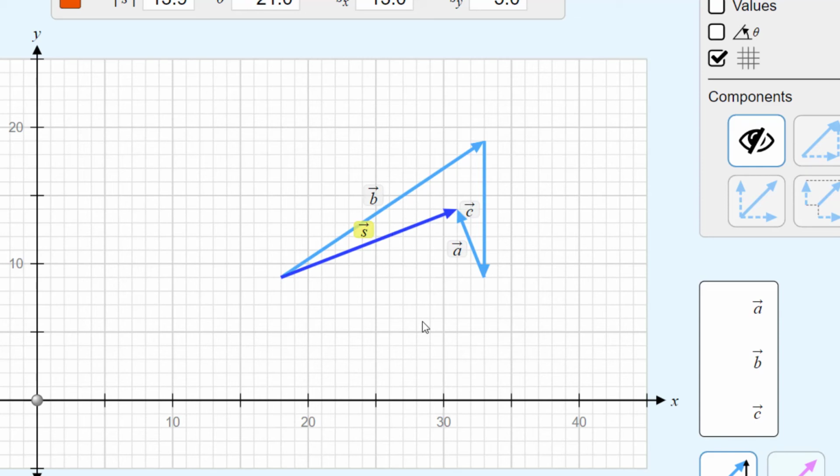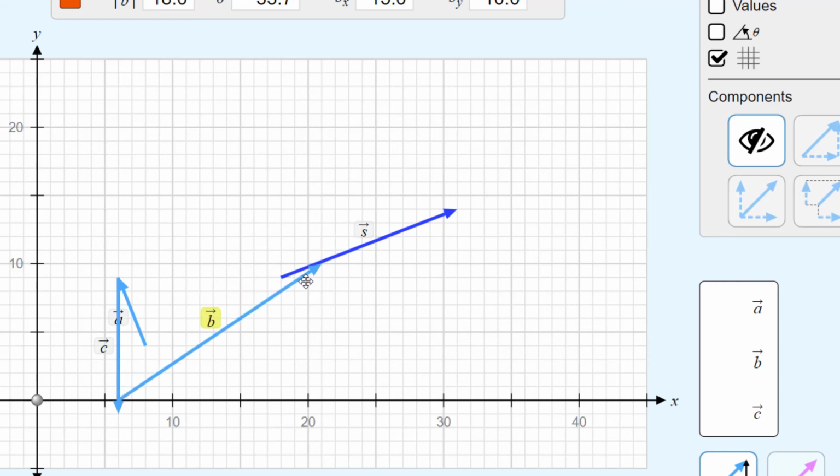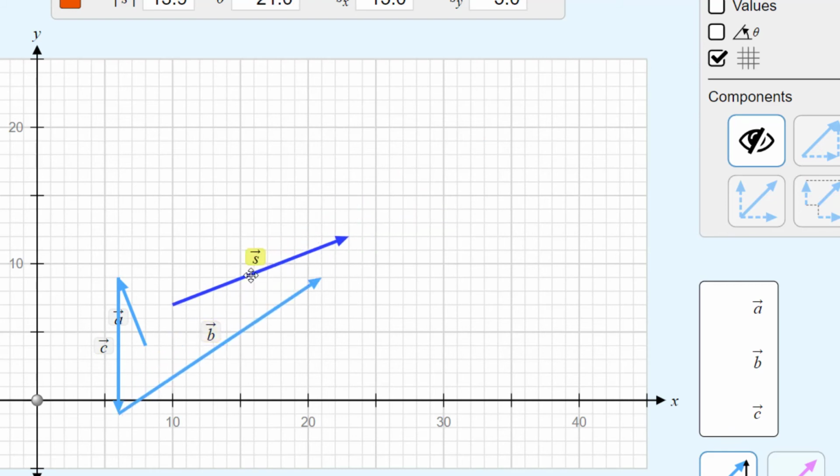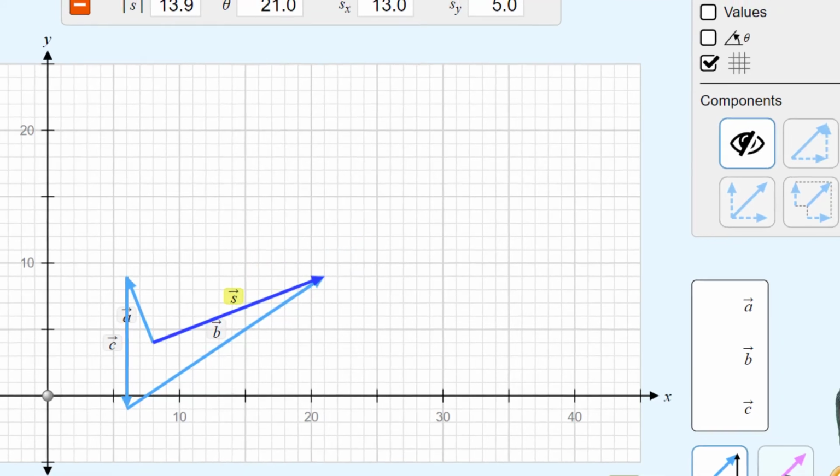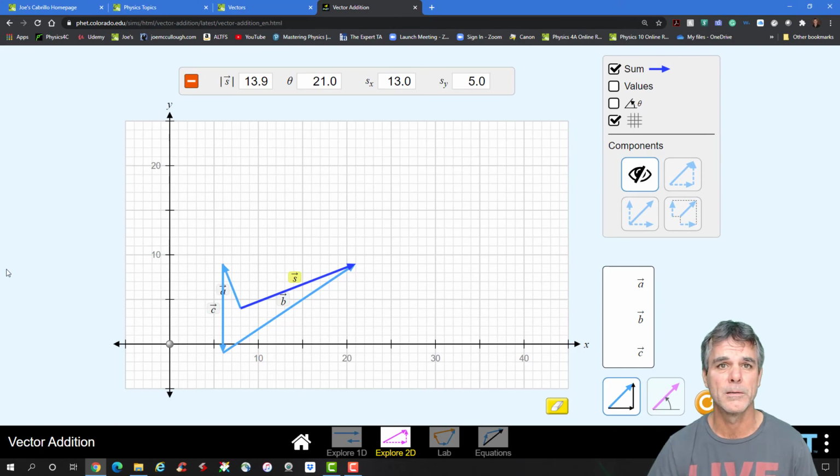And again, just to show you one more time, it does not matter what order you add the vectors in. So let's say at first I started with A, and then added C, and then I add vector B, and again, the sum always starts at the tail of the first vector and ends at the tip of the last vector. And that's really all there is to it.